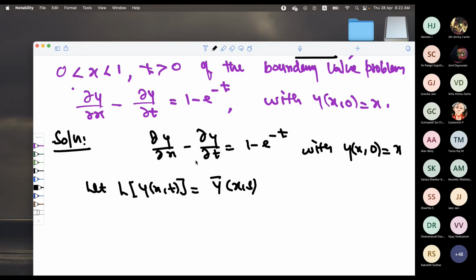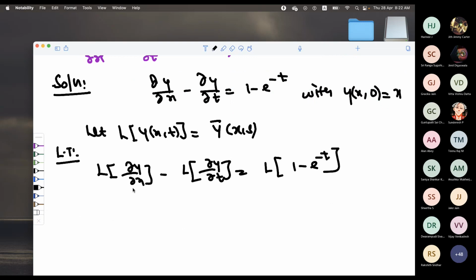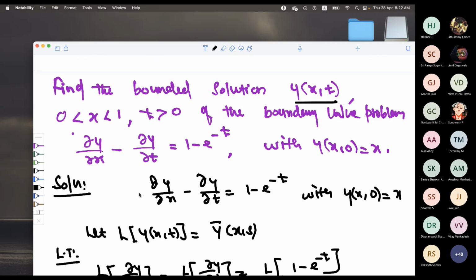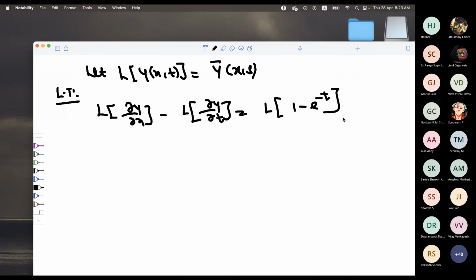Now, taking the Laplace transform on both sides of this: the Laplace transform of ∂y/∂x minus the Laplace transform of ∂y/∂t equals the Laplace transform of 1 minus e raised to the power minus t. So the first derivative with respect to x means what? Compute this. With respect to x, it is first the ordinary derivative of y bar, right? Is it clear?